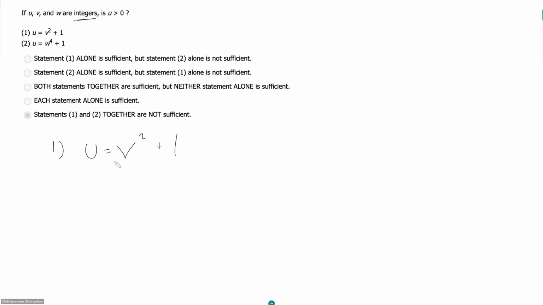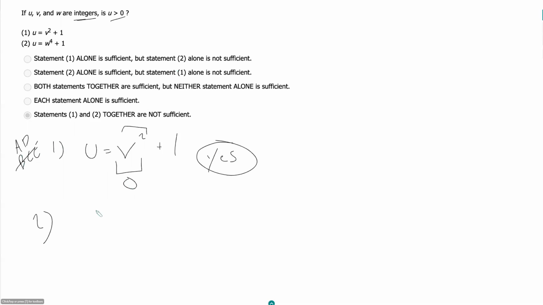And so here we know u is equal to v squared plus 1, and we also know v has to be an integer. So you might want to check, okay, so what happens when I make v negative, 0, or positive? Now when we square something, it always has to be greater than or equal to 0. So the lowest possible value for v squared is going to be 0 itself. That's when v is 0. And so because of that, the lowest possible value for u is 0 plus 1, which is 1. Everything else will be greater than that. Therefore, this is sufficient to say, yes, u is greater than 0.